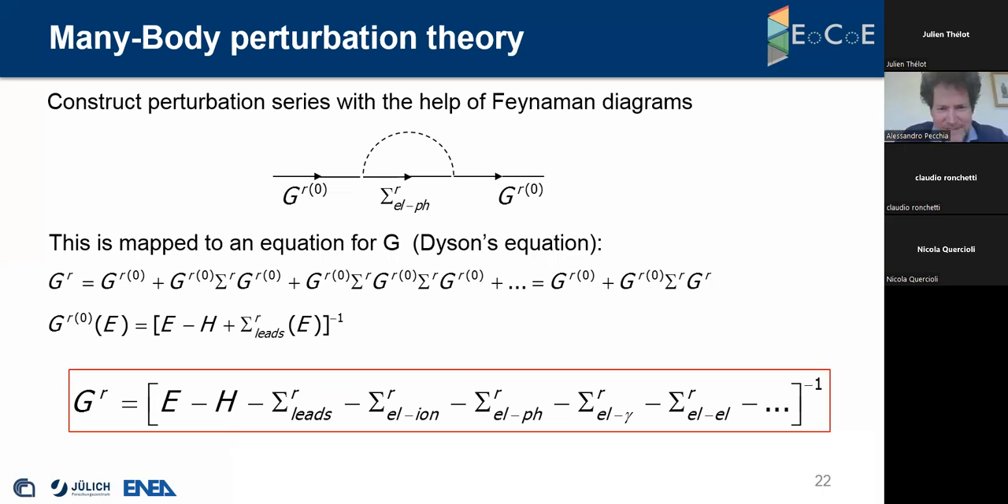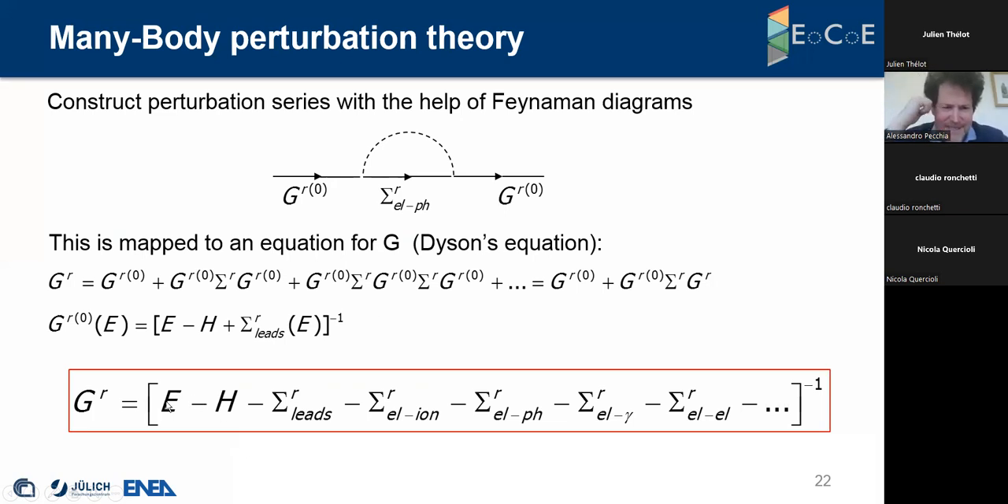And each term of the series can be mapped one-to-one to a nice diagram. The nice diagram here is that the electron propagates with an unperturbed Green's function, then interacts at some point in space and time, like, let's say, emits a phonon, and then reabsorbs the phonon. And this object is a self-energy for the electron phonon at the lowest order.